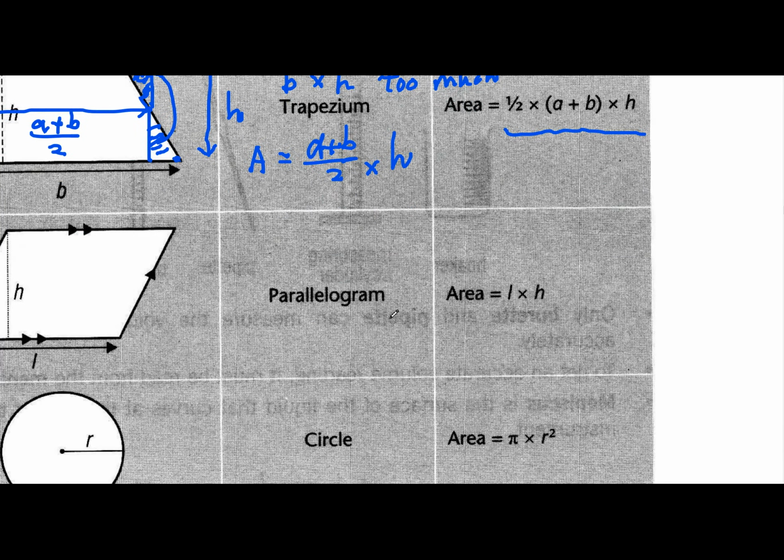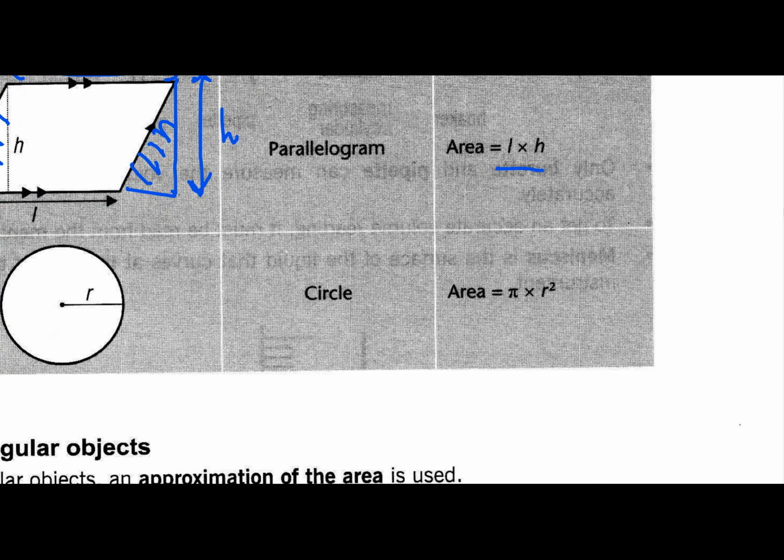Let's move on to area of a parallelogram. Area of a parallelogram is length multiplied by h. We can do the same experiment. We can cut this piece and put it here. We end up with a rectangle of length L and height h. The area of a circle is pi r squared.